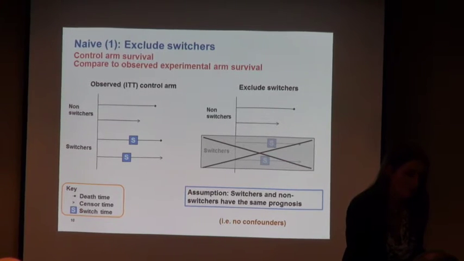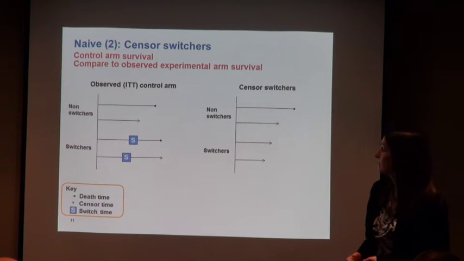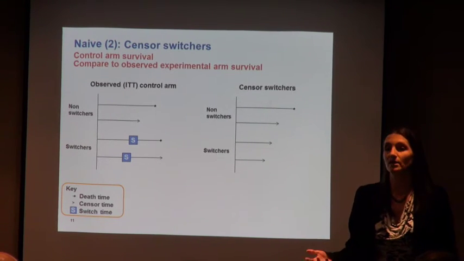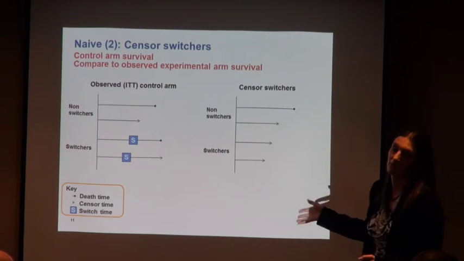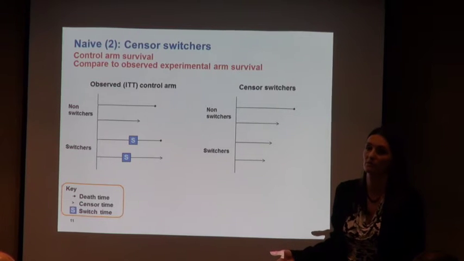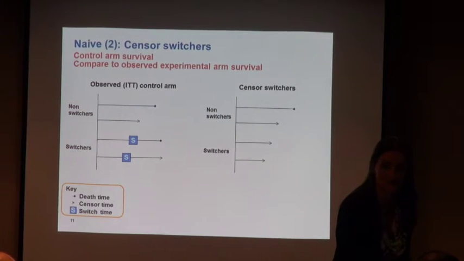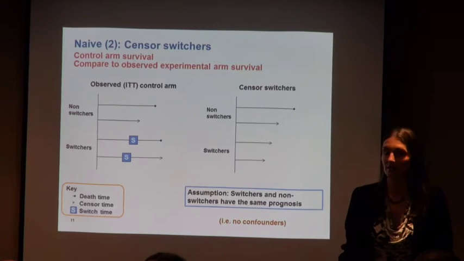So simple concept. Censoring switches, again, a very familiar concept. You simply take those patients and censor them at the point of switch. But again, you're making the same assumption because you're using the patients that are not censored to represent the patients that are. You're assuming non-informative censoring. But it doesn't hold in this situation because they're censored due to progression. So actually, we end up with exactly the same assumption, exactly the same issue.